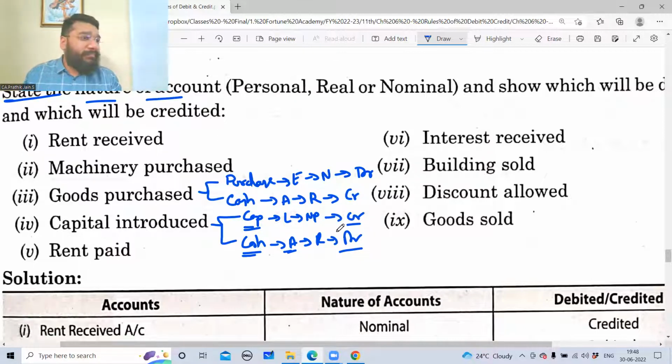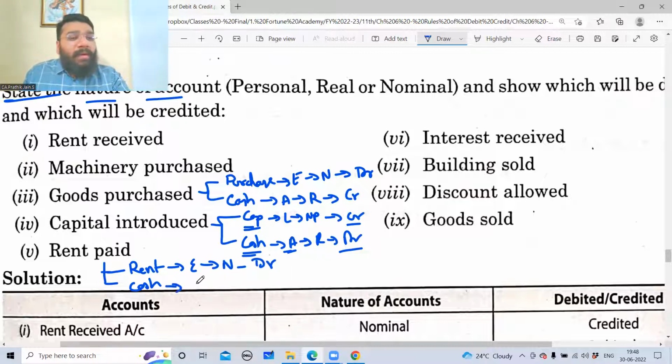Credit the giver. Easy. Here, rent paid. One account is rent account. Another is cash account. Rent is my expense. Nominal account. Debit all expense and losses. When I make the payment, cash is asset. Real account rule. Credit what goes out. Debit what comes in, credit what goes out.